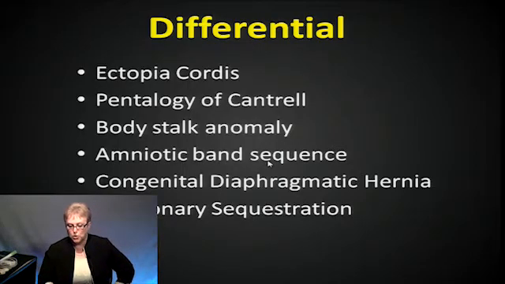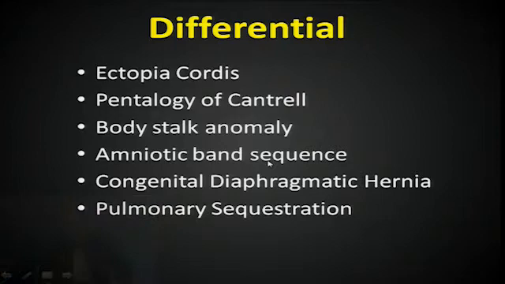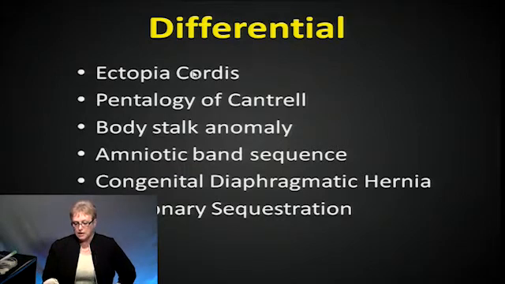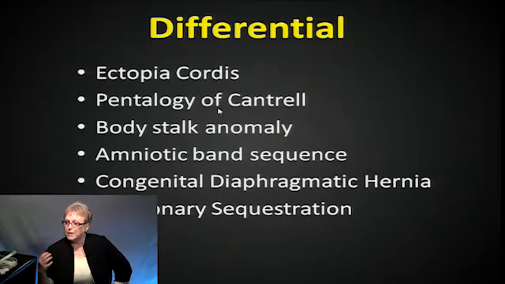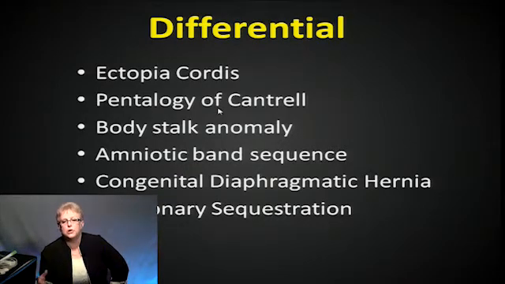Differentials would be ectopia cordis, pentalogy of Cantrell, body stalk anomaly, amniotic band sequence, congenital diaphragmatic hernia, or pulmonary sequestration. So out of all these different things, the two that would be the most likely would be ectopia cordis, because we have the heart out of the chest, and then pentalogy of Cantrell. But pentalogy of Cantrell usually has multiple other things going on.